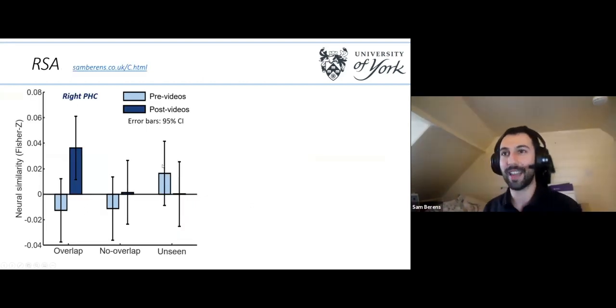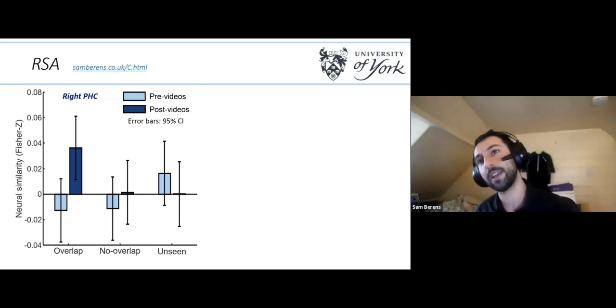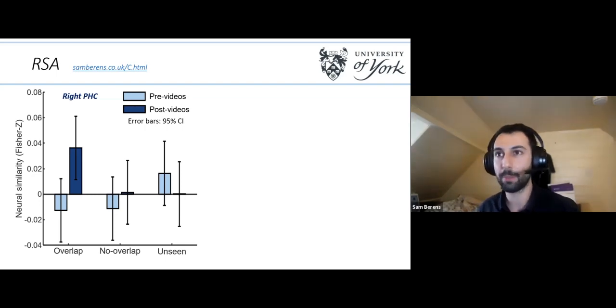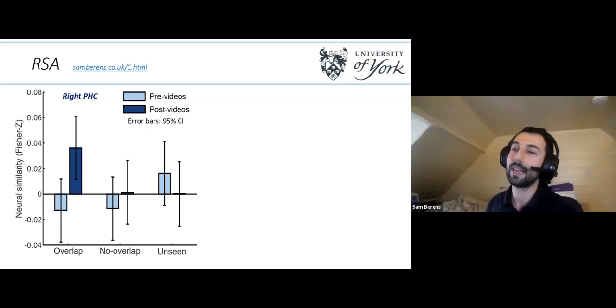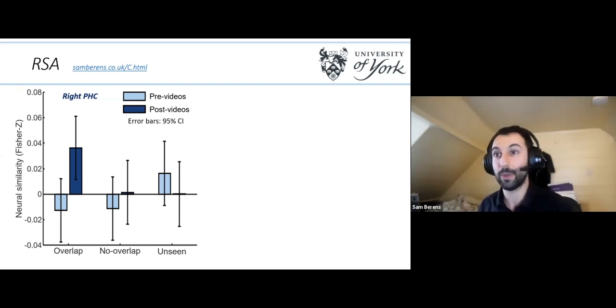Okay, so what did the data show? We only really saw things in the right parahippocampal cortex and the right retrosplenial cortex. We didn't see anything in the left hemisphere. I'm not going to make a big deal of that. We didn't control the luminance of our stimuli or anything like that, so I'm not going to make any claims about laterality, but we did see effects in the right hemisphere and not the left.